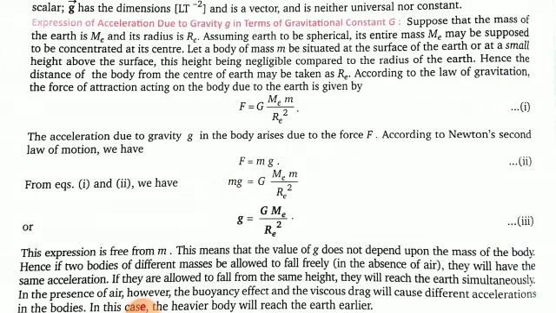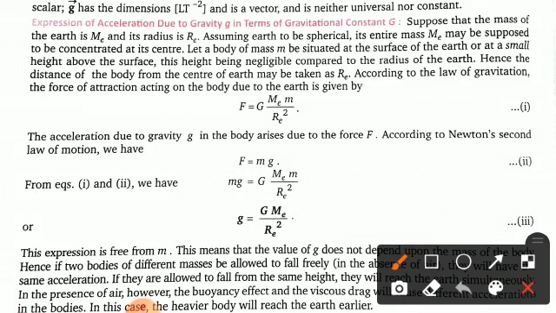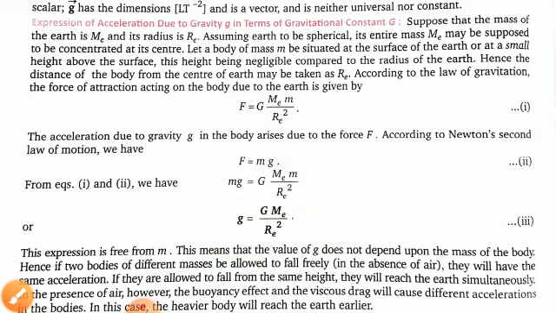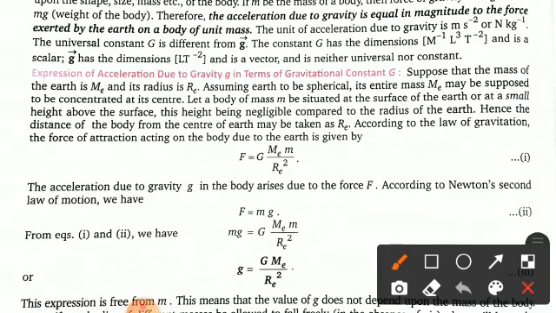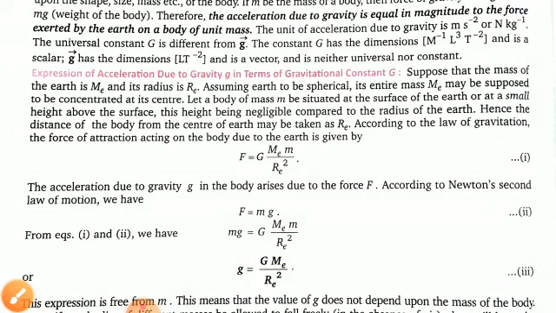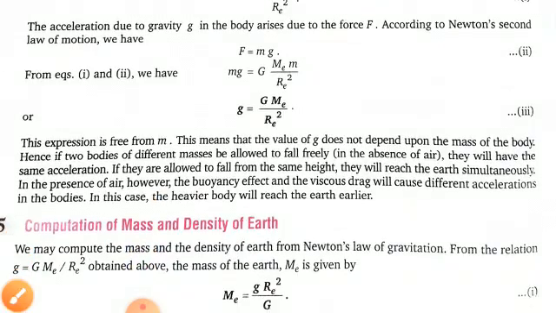So you will get the value of small g in terms of capital G: g is equal to G M_e by R_e square. This is the relation between the acceleration due to gravity and the gravitational constant. I hope you understand it very well. Now this expression is free from m.